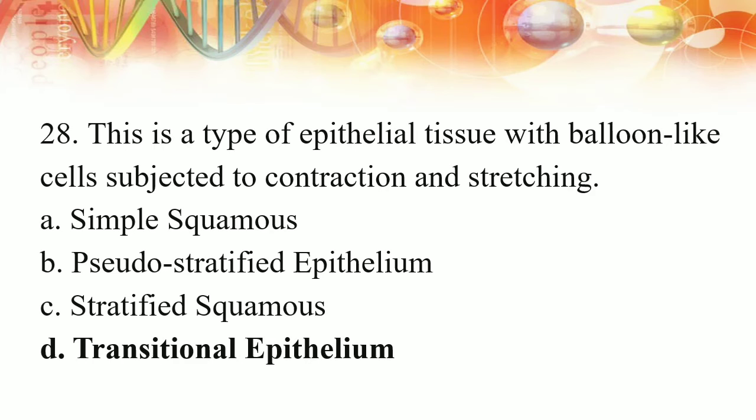Simple squamous is a single layer of flat scale-shaped cells. Stratified squamous is a stratified epithelium in which the topmost layer is made up of squamous, flattened, and scale-like epithelial cells. Pseudo-stratified epithelium appears to be stratified but instead consists of a single layer of irregularly shaped and differently sized columnar cells. Transitional epithelium, also known as urothelium, is a type of stratified epithelium which usually appears cuboidal when relaxed and squamous when stretched. Thus, the answer is transitional epithelium.